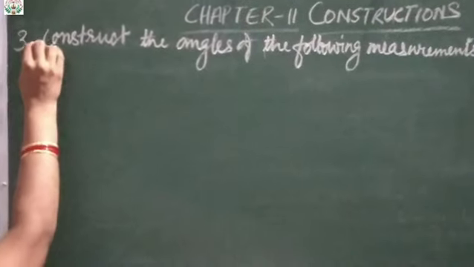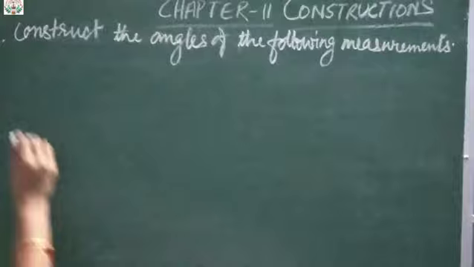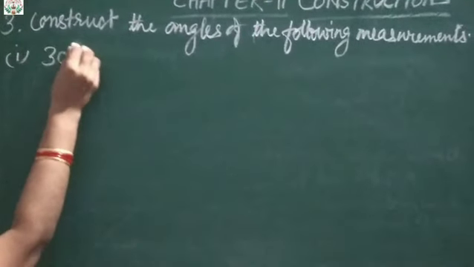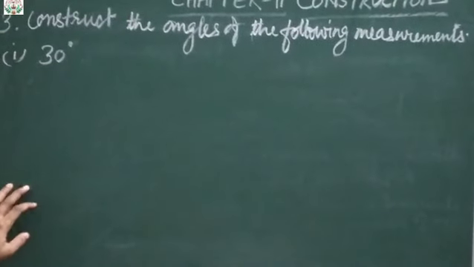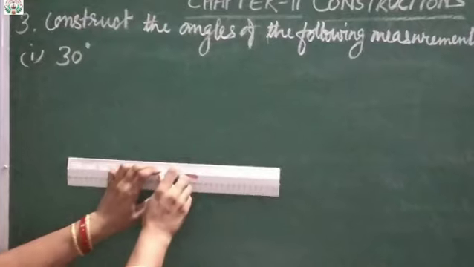Now see the third question, children. Construct the angles of the following measurements. So the first part of the third question is 30 degrees. That means you are going to construct 30 degrees. So for that, first draw a line.